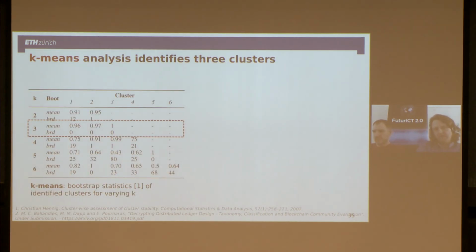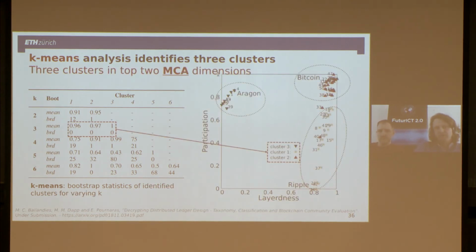Okay, then applying k-means, we identify 3 clusters as the most stable clustering. And now, plotting these 3 clusters in the 2 dimensions which we identified before with MCA and labeling them based on the clusters from k-means, we see that both methods more or less find the same clusters, which can be described as second layer systems, an example is Aragon, so systems which are utilizing another distributed ledger technology system as infrastructure. We have permissioned systems like Ripple, and we have permissionless systems like Bitcoin.